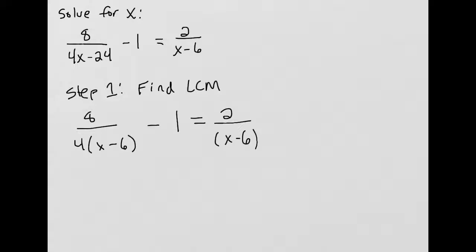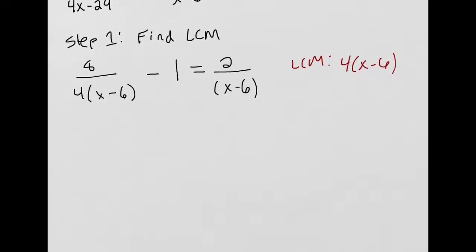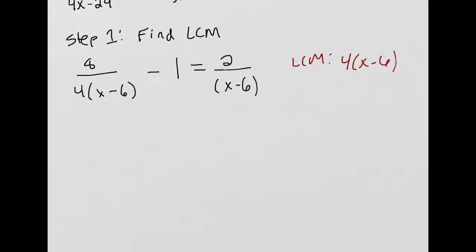So the least common denominator is going to be a multiple of my denominators. If it's going to be a multiple of both denominators, it has to have all the factors that both of my denominators have in them. So in this case, my least common denominator has to have a 4 and an x minus 6 to contain all the factors in each denominator. Now that I've found the least common denominator, my second step is to distribute or multiply that least common denominator to both sides of my equation.